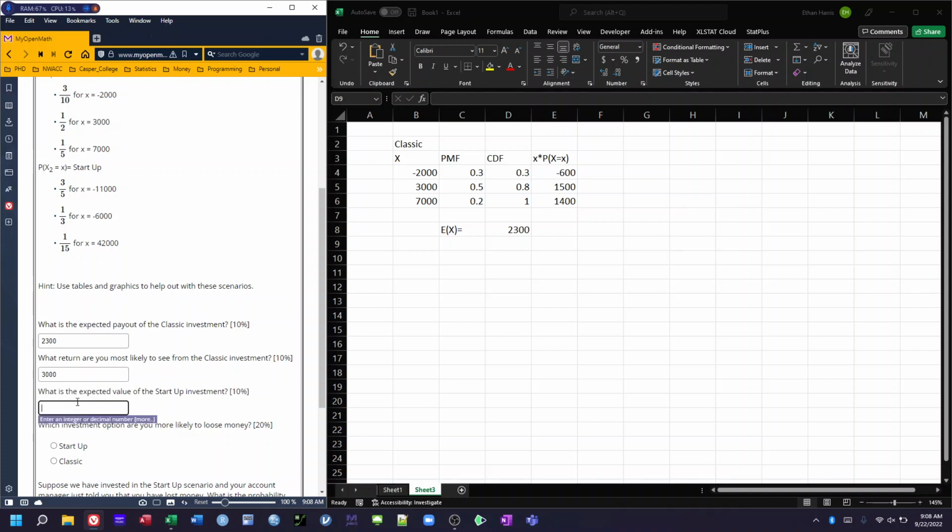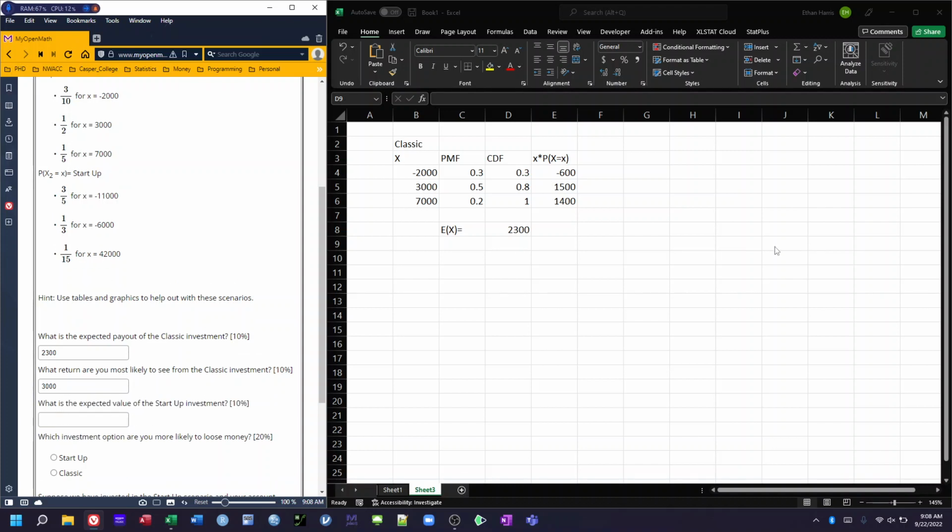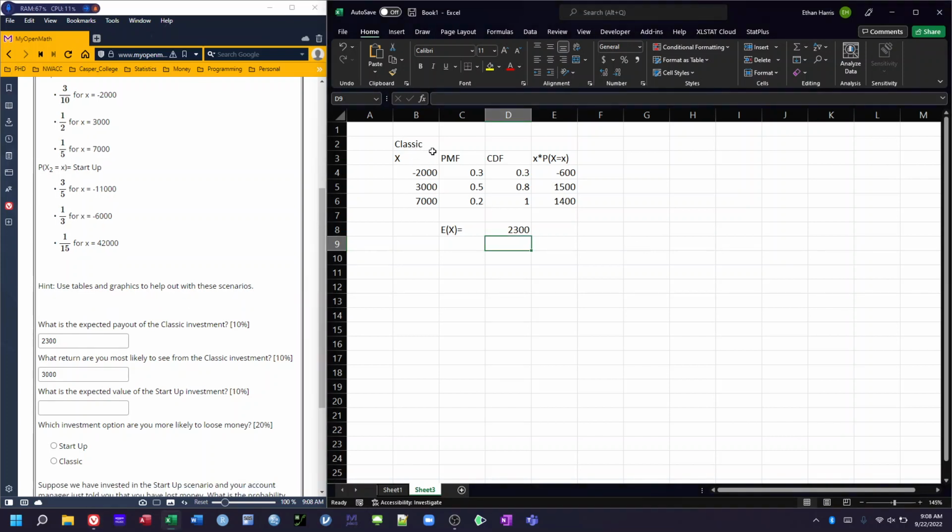Okay, and then we have what's the expected value of the startup? Okay, so now we need to figure out what's the expected value of the startup. So in order to do the startup, we're going to do this exact same thing, but all we have to do is just change out some values.